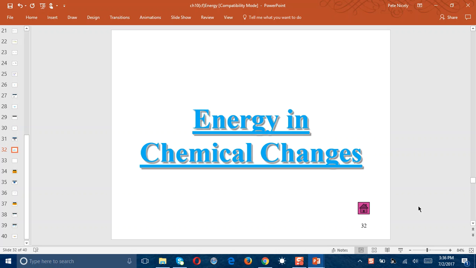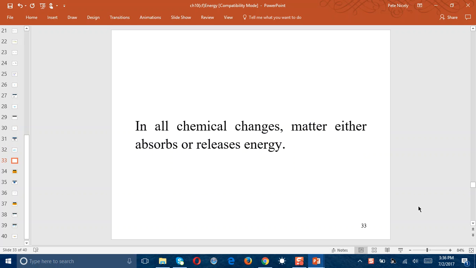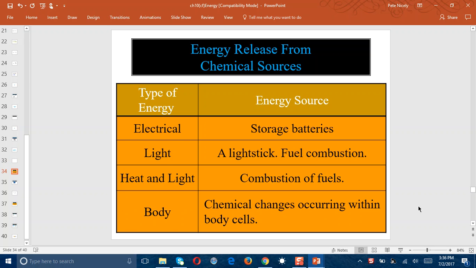So we're going to close out chapter 10 by discussing energy changes in chemical reactions. In all chemical reactions, we either have the absorption or the release of energy. That is pretty much without exception. In fact, there are probably a few exceptions, but for the most part, one of the things that makes a reaction is the fact that, as the reaction progresses, we have either an absorption or production of energy.